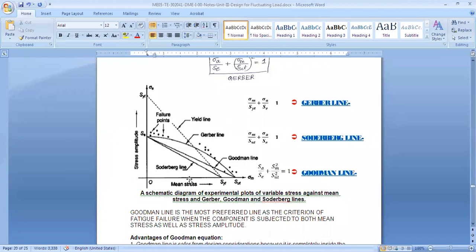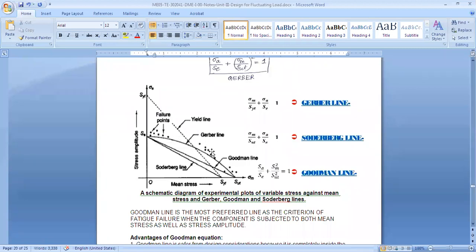On the mean axis, that means what? Amplitude is 0. When amplitude is 0, that means there is no variation. Max and min are not there. That means the load is static. So the failure point on sigma mean will be the ultimate stress, SUT. Okay, are you getting my point?